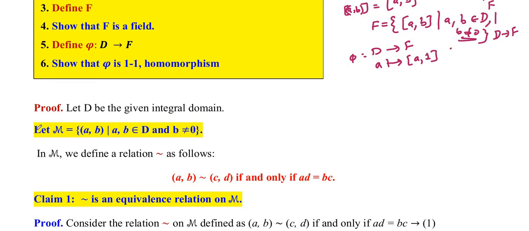Now let D be the given integral domain. Describe script M as the collection of all ordered pairs (a, b), where a, b are members of D with b non-zero. b non-zero is to be mentioned. Then you are going to define a relation tilde: this element (a, b) and (c, d). Remember in this, b and d are both non-zero. You are going to define it in this way: ad should be equal to bc. Like this the relation is defined.